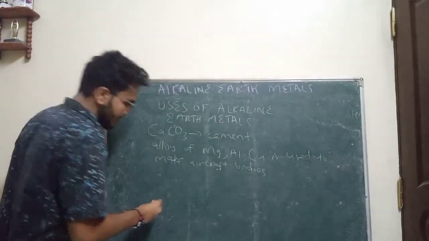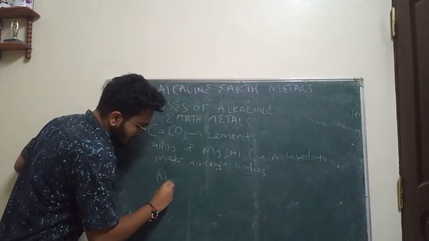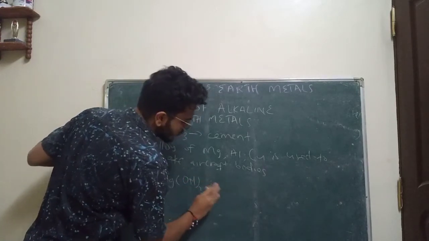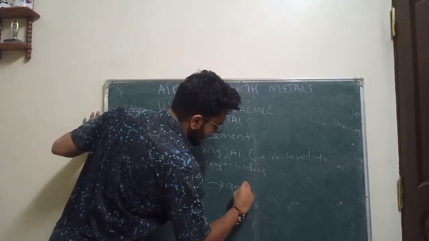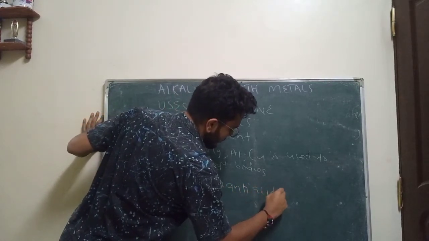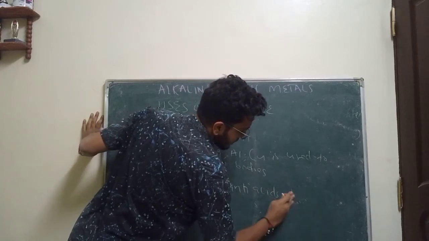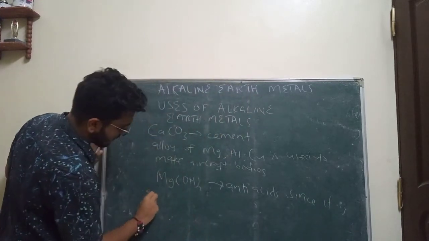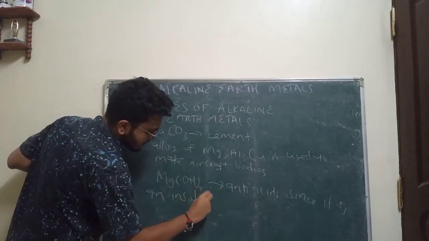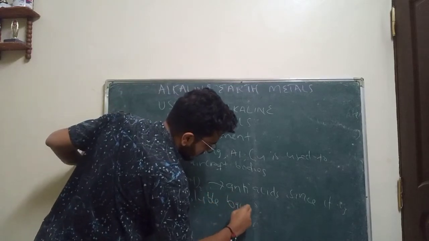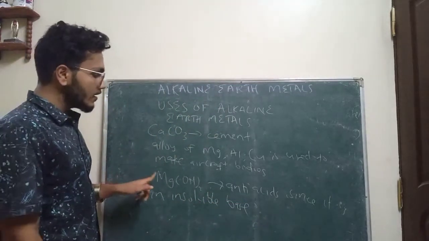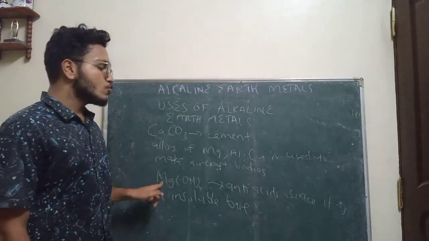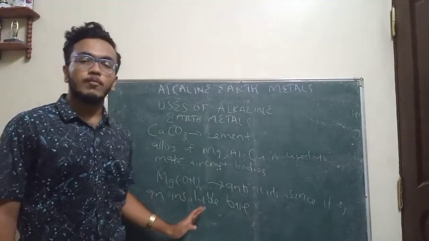Magnesium hydroxide is used to make antacids since it is an insoluble base. This is one main use of alkaline earth metals.